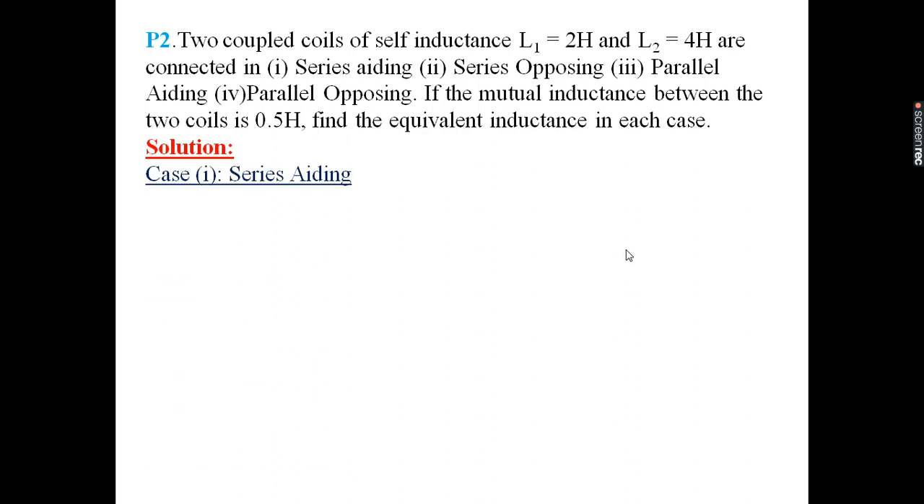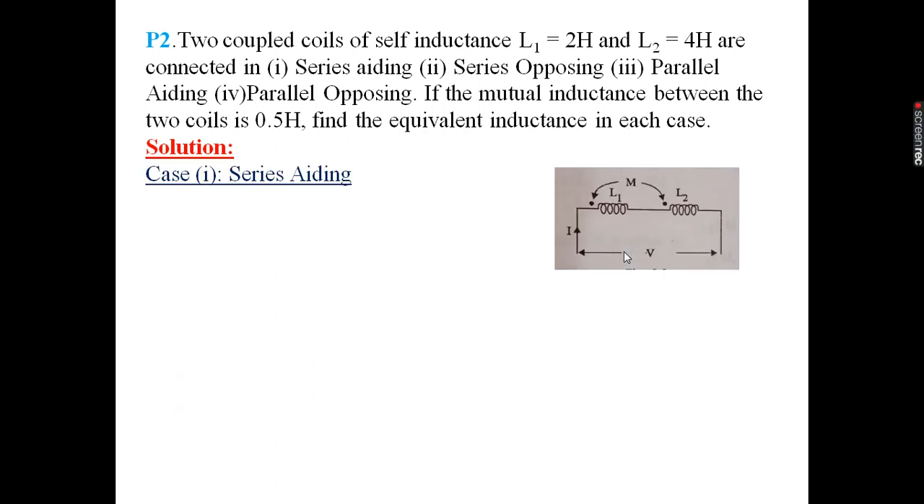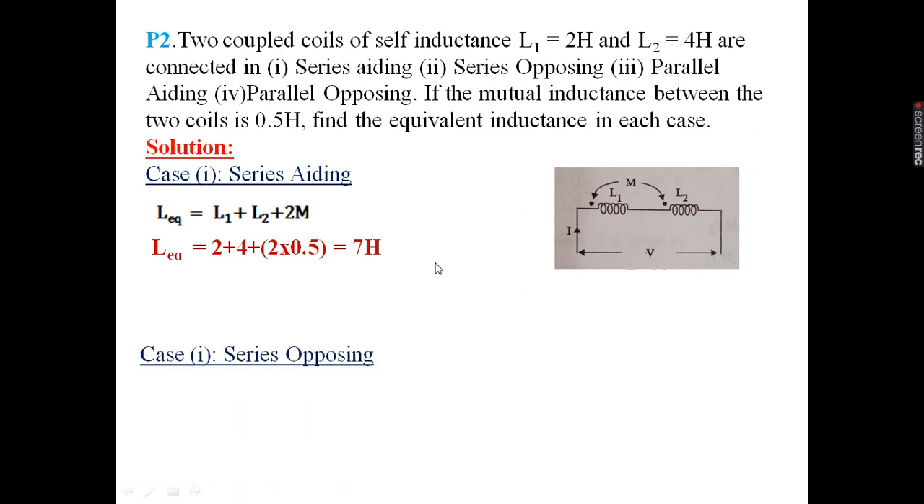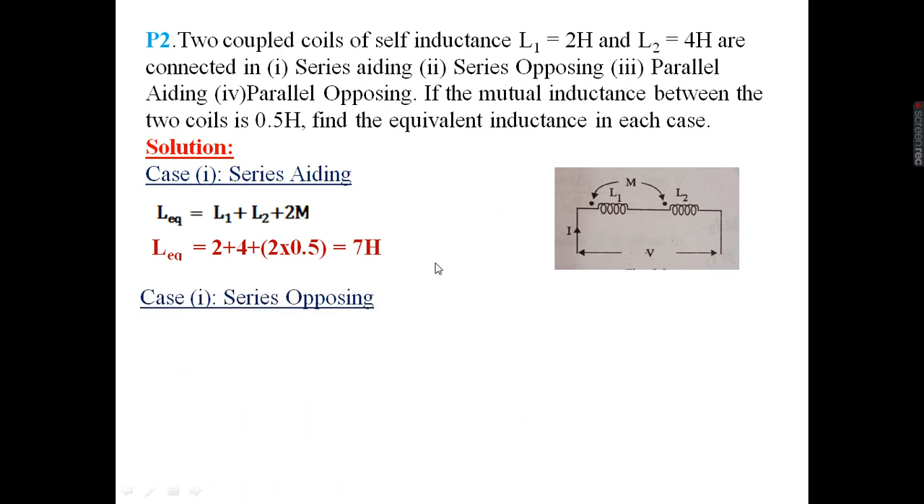So let us take the first case, series aiding. We know that the diagram for series aiding is this one. Two coils are connected in series and dots are in such a manner that current enters the dot in both coils. So your equation is L equivalent will be L1 plus L2 plus 2 times mutual inductance. So just directly if you substitute the values, 2 plus 4 plus 2 times mutual inductance 0.5, it is 7 Henry.